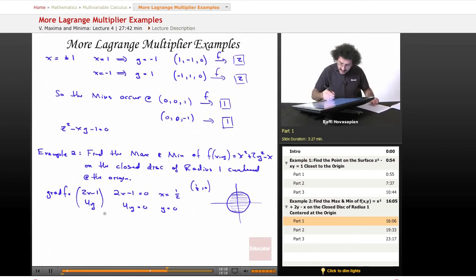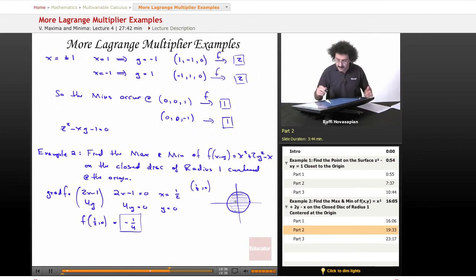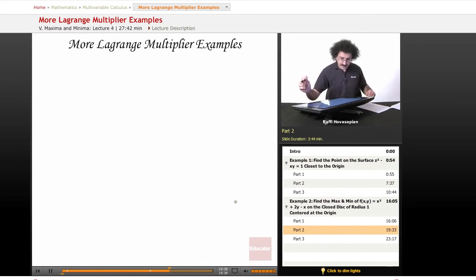So let's find the value of f at that point. When I evaluate f at (1/2, 0), I put it into f, and I end up with minus 1/4. So that's one possible value. That's a critical point on the interior. Now we can go ahead and deal with the boundary. Now let's check the boundary.